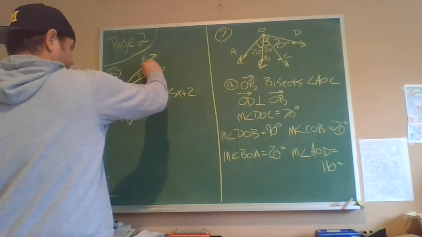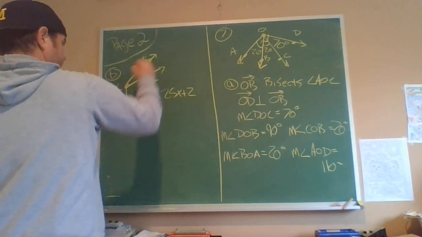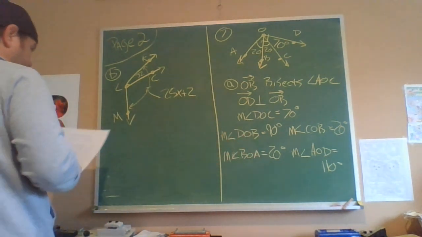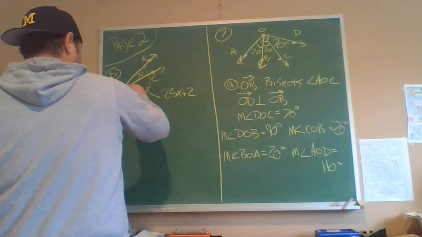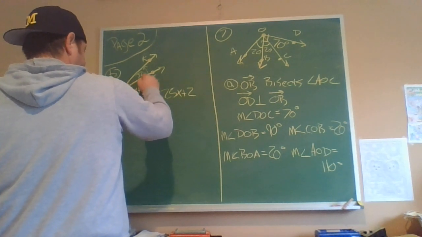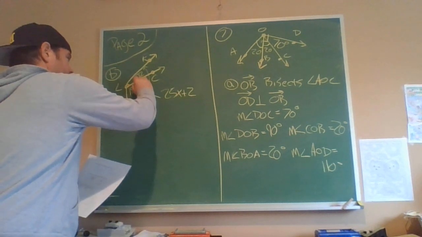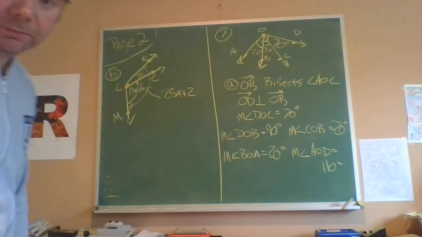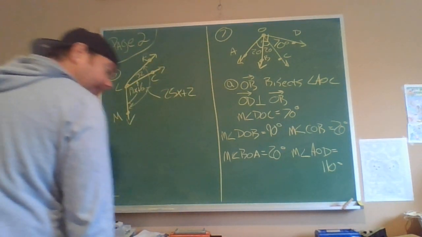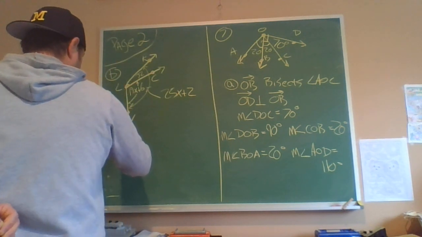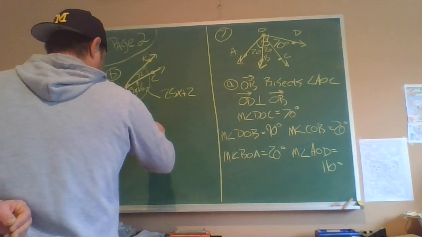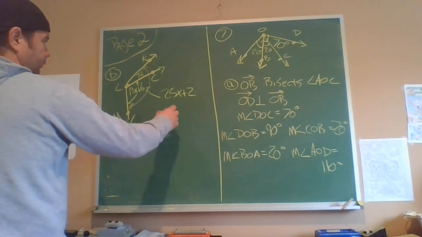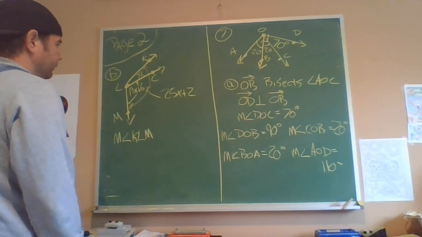So that's for the whole thing, right? And CLM is 19x plus 6. So there's kind of a lot going on in this diagram, so let's try to be careful and make sure we keep track of everything the right way. All we need to figure out is the measure of angle KLM, which means we have to figure out the value for x, right?